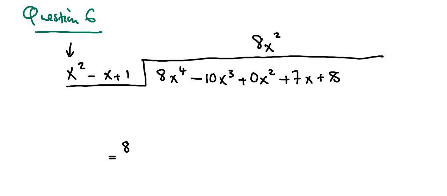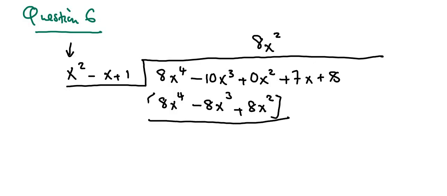And when it comes to multiplying, we said we multiply with everything here. So it's going to be x squared times that, that's going to be 8x to the power 4. This times that, this is going to be negative 8x to the power 3. Then this times that is going to be 8x to the power 2.